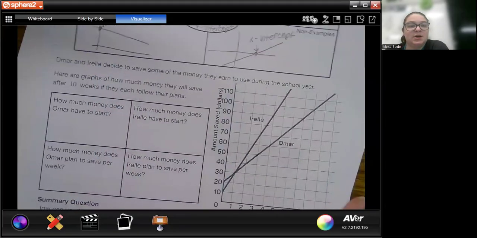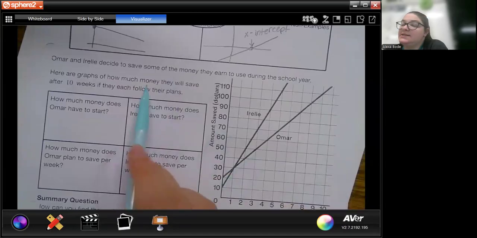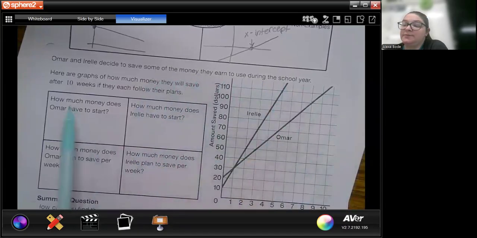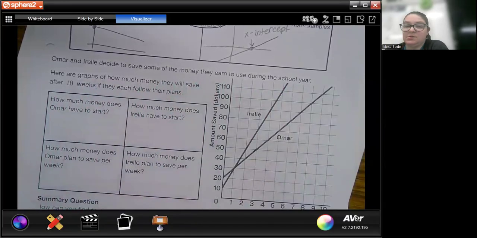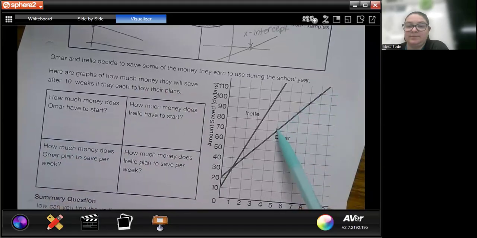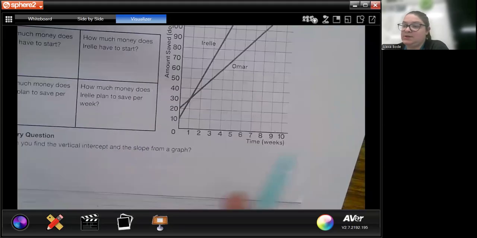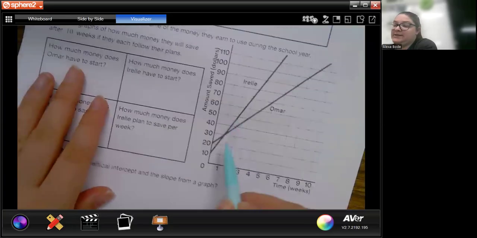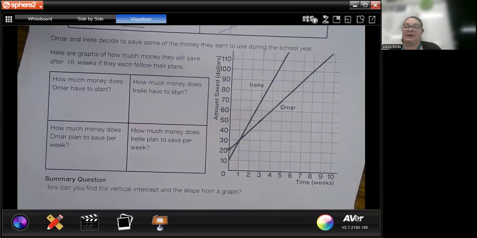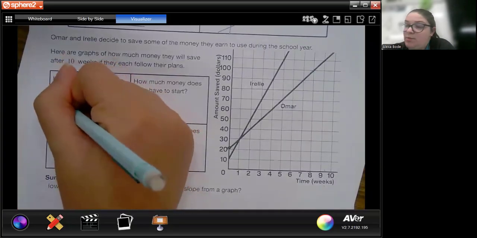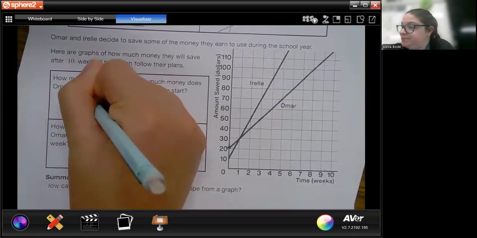So Omar and Irel decide to save some money they earn to use during the school year. Here are graphs of how much money they will save after 10 weeks, if they each follow their own plans. So how much money does Omar have to start? So we want to look at Omar's line. At 0 weeks, Omar's line is at 20. So the y-intercept, the vertical intercept, is always your starting amount. You want to think of it as your starting amount. So Omar starts with $20.